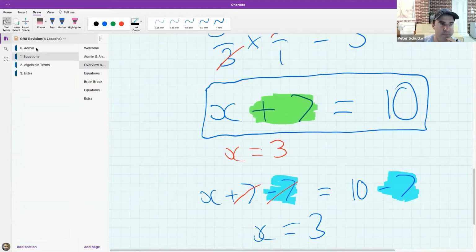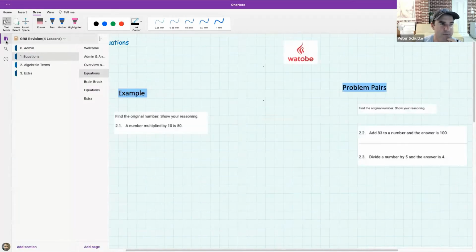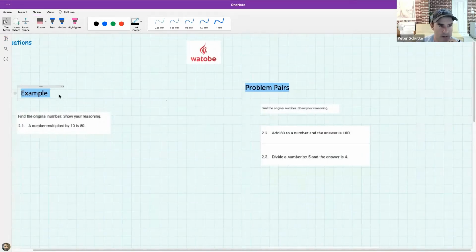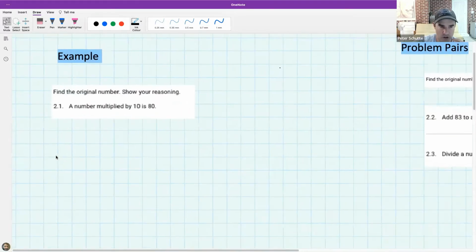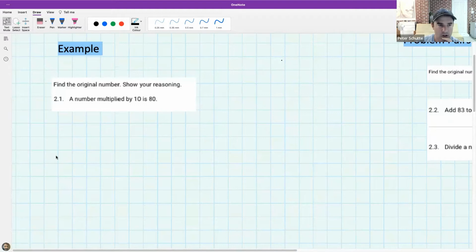So let's get started. In fact, let's start with just a simple question. I want you to write down an equation that describes the statement: a number multiplied by 10 is 80. I want you to write that down as an equation if you can. So a number multiplied by 10 is 80.